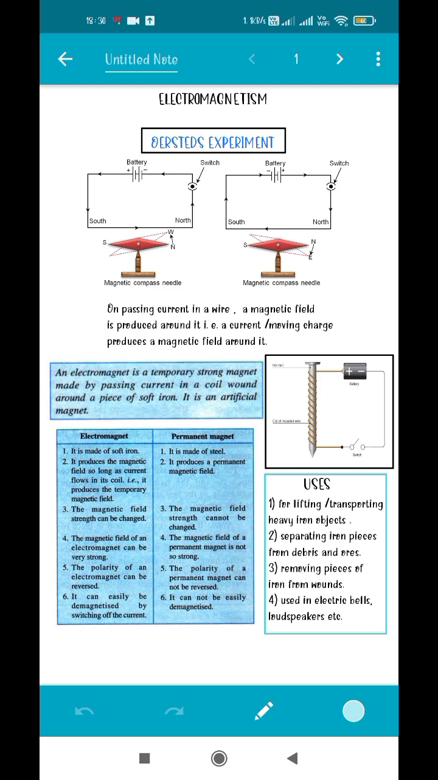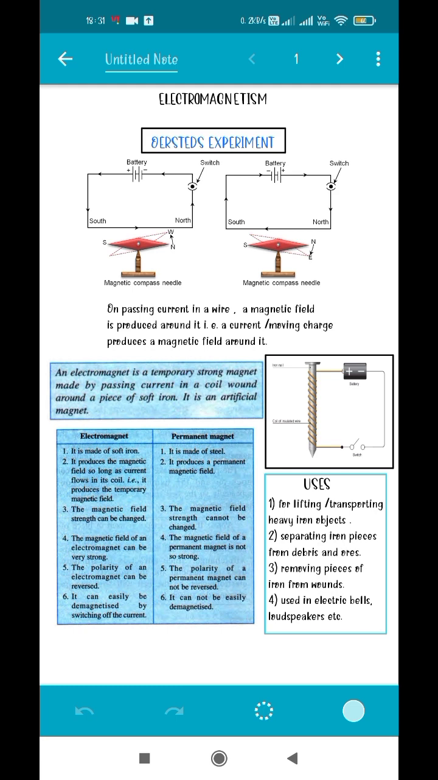As you can see in the figure in the box, around an iron nail a wire has been wound, and as soon as the switch is switched on, the entire system starts behaving like a magnet. So what is the difference between this electromagnet and a permanent magnet? This electromagnet is made out of a soft iron core. Soft iron doesn't mean it is soft, it is a special type of iron. But a permanent magnet is made up of steel.